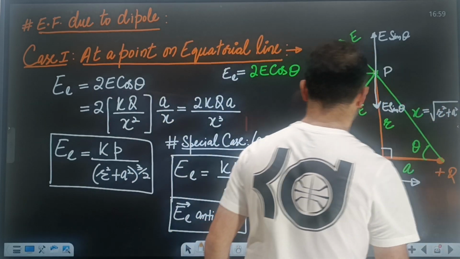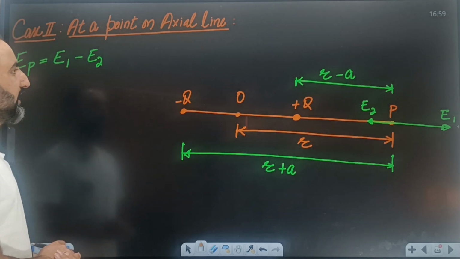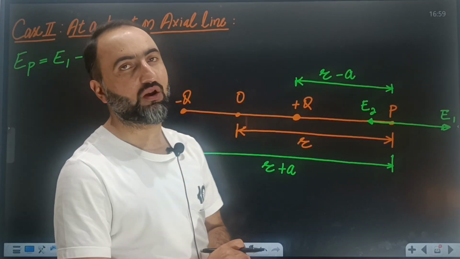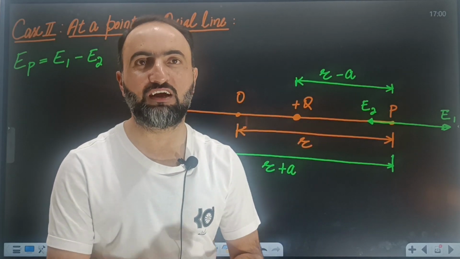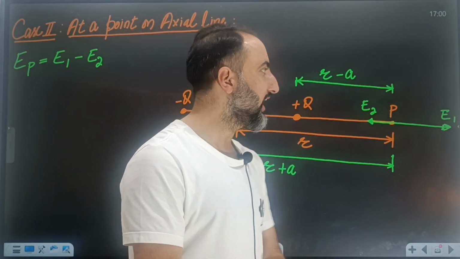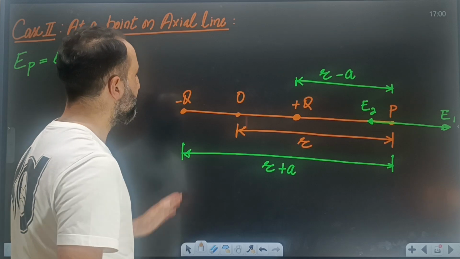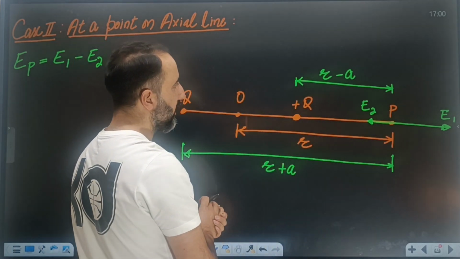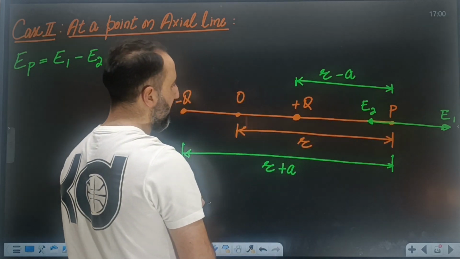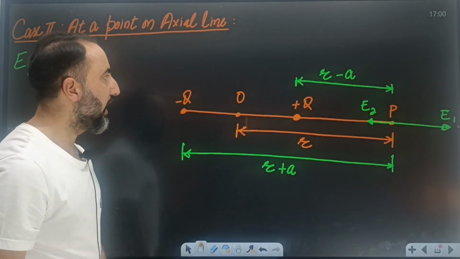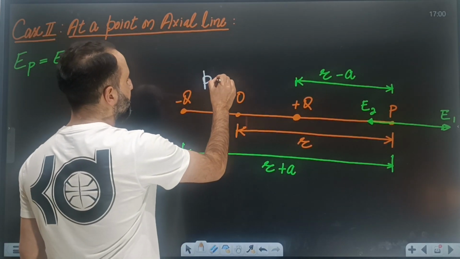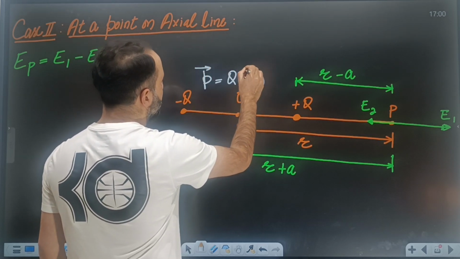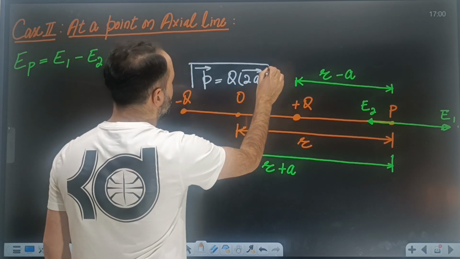Okay, let us move ahead. Next, look, is the second case, that is, at a point on the axial line. Now we have to calculate the value of the electric field at a point on the axial line. So you have a dipole here, which is minus q, plus q. From the center to this point the distance is equal to r. Now from here to here, how much is this distance? r minus a, and how much will this other distance be? r plus a. What is the dipole moment equal to? That is equal to q multiplied by twice a and is directed from minus q to plus q, towards the right.